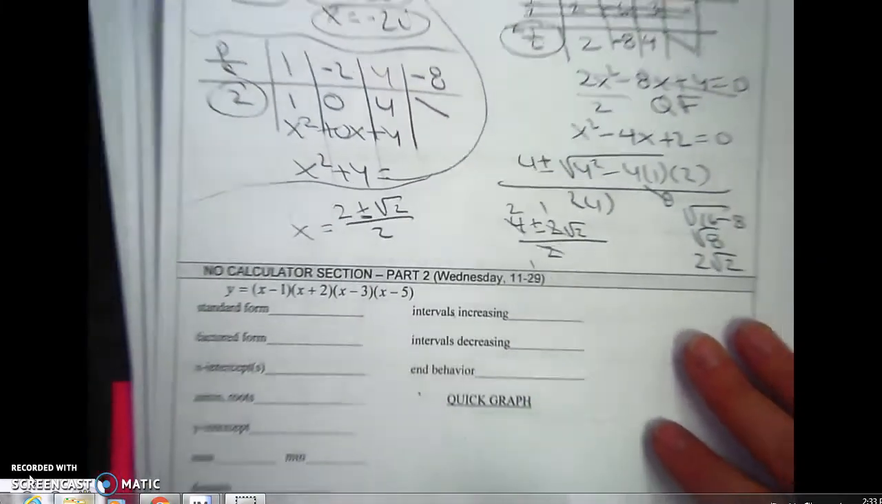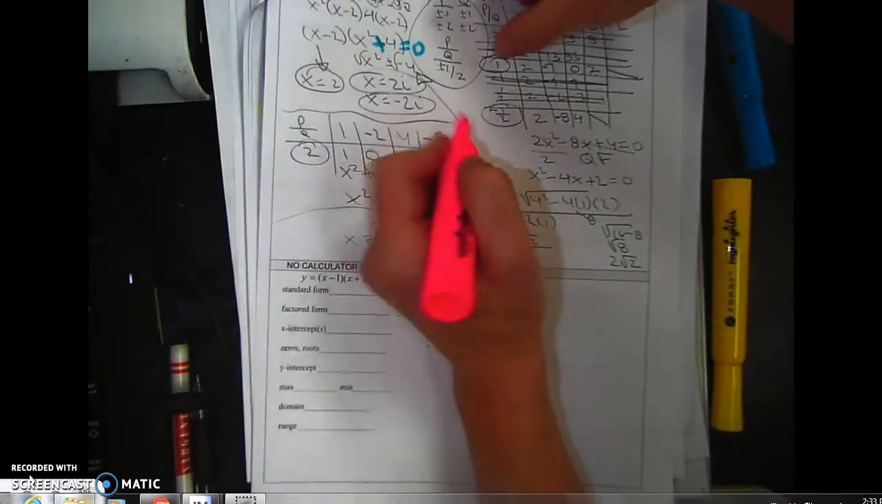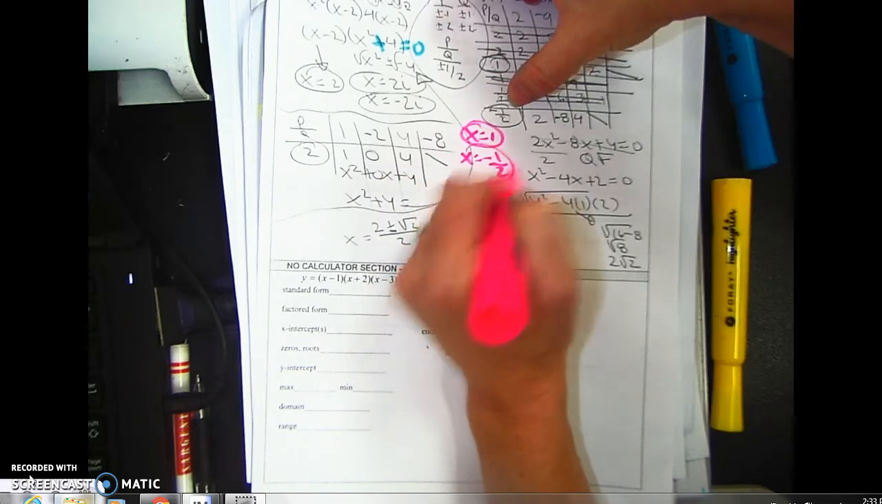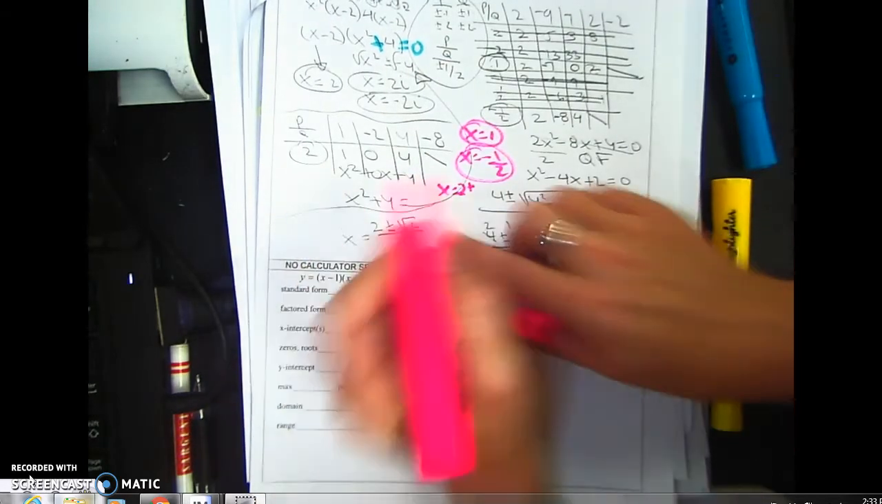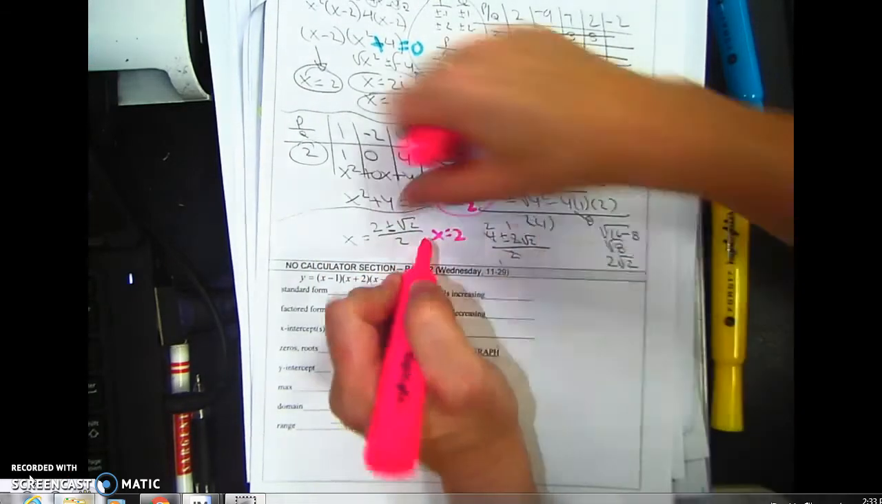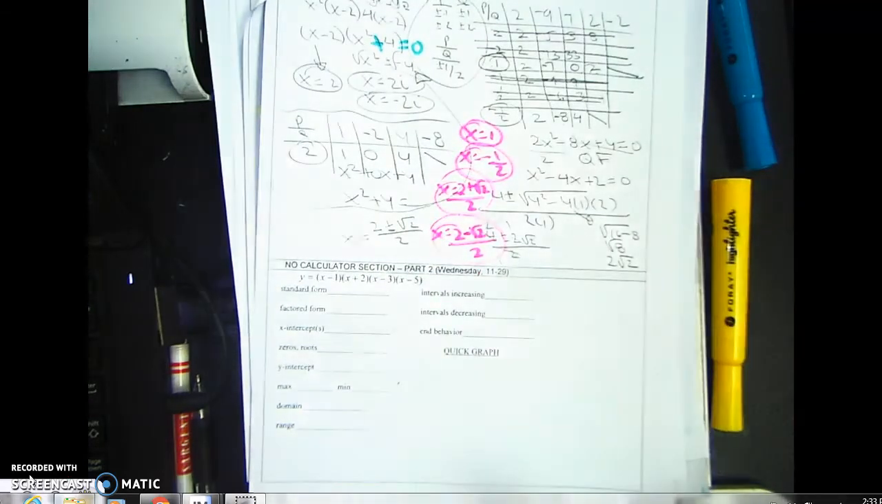See if I can find a spot to put the answer. You'll have more space on the test. So I'll do it in pink because it's kind of out of control. X equals 1. X equals negative 1/2. X equals 2 plus rad 2 over 2. And x equals 2 minus rad 2 over 2. I can't check this. I'm not allowed to use a calculator, so I'm hoping for the best. Okay? So there's 3 questions on the no calculator section that you'll take on Friday.